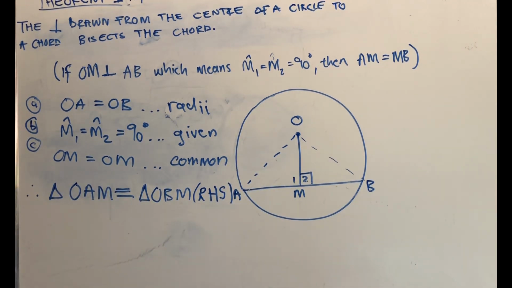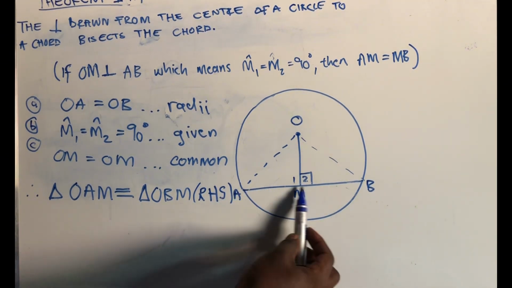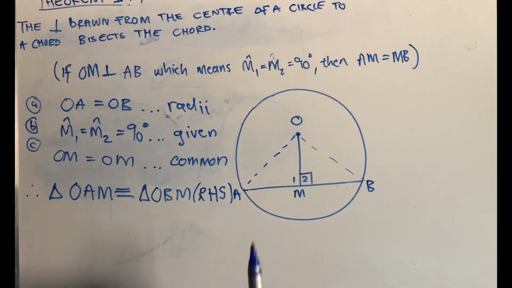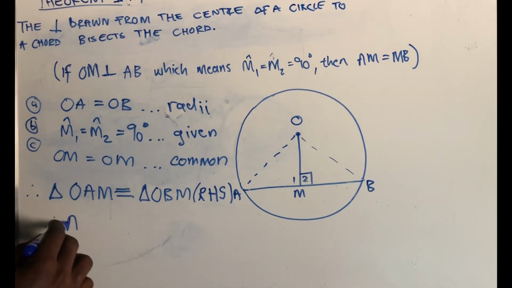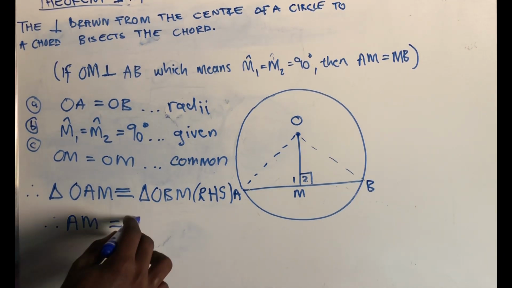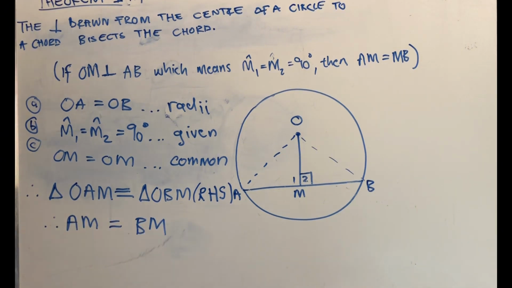Right-angled triangles. And now if they are congruent, that means this line AM is also equal to MB, or BM from the other triangle. Therefore, AM is equal to BM. You have proven that if OM is perpendicular to AB, AM will be equal to MB.